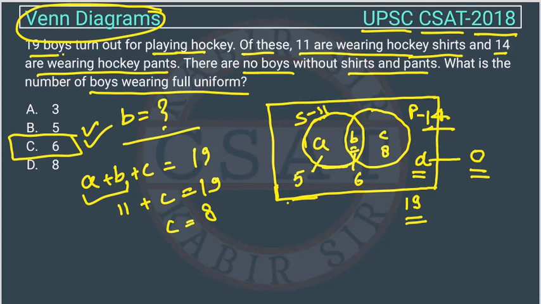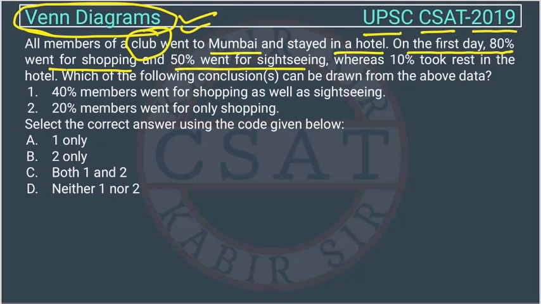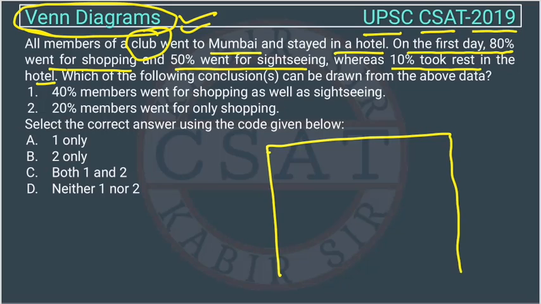This is the answer. This is a question of reasoning taken from the unit Venn diagram, asked by UPSC in the CSAT paper of 2019. All members of a club went to Mumbai and stayed in a hotel, right? On the first day, 80% went for shopping and 50% went for sightseeing, whereas 10% took rest in the hotel. Which one of the following conclusions can be drawn from the above data, right? So this is a Venn diagram question, so we can draw a Venn diagram.